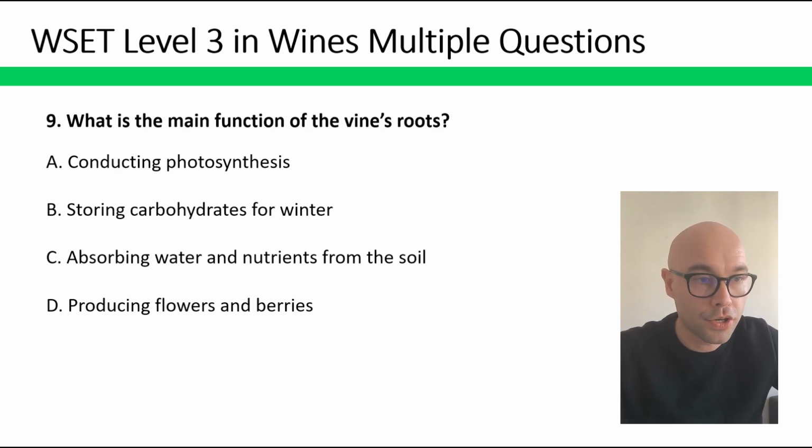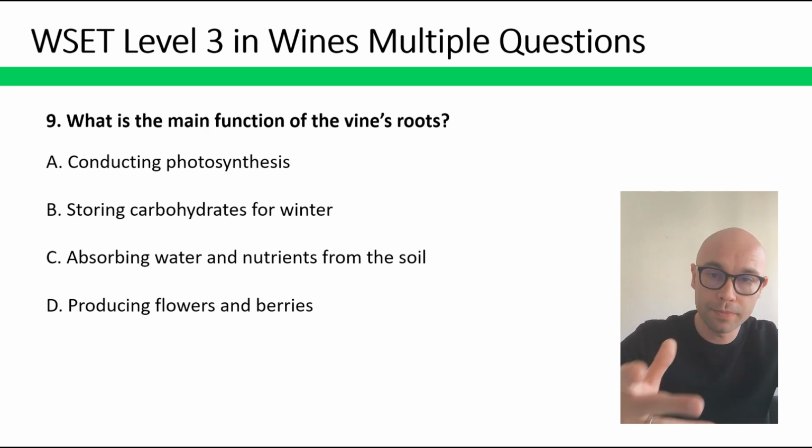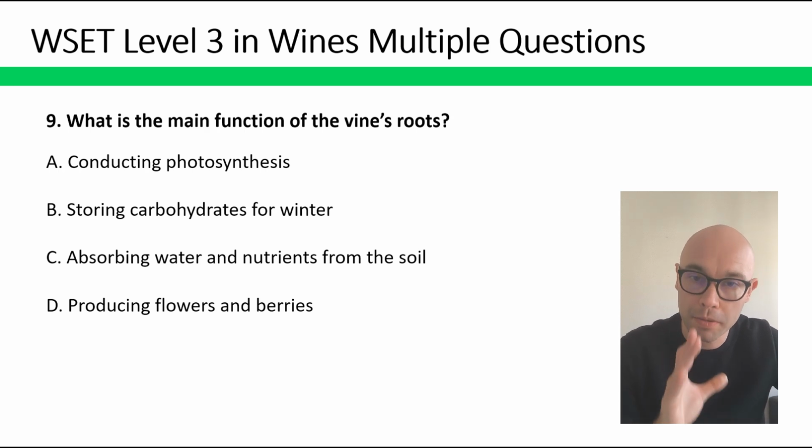What is the main function of vine's roots? Conducting photosynthesis, storing carbohydrates for water, absorbing water and nutrients from the soil, producing flowers and berries. The correct answer is C, absorbing water and nutrients from the soil. I understand B can also be storing carbohydrates, but the main purpose is absorbing water and nutrients.